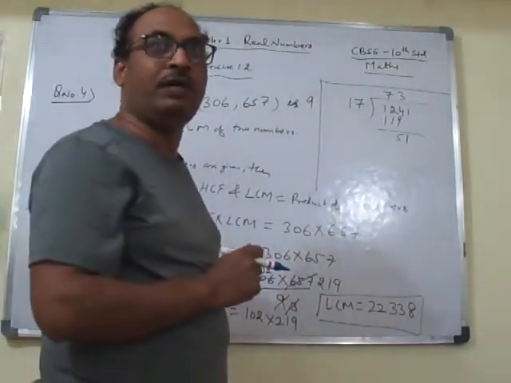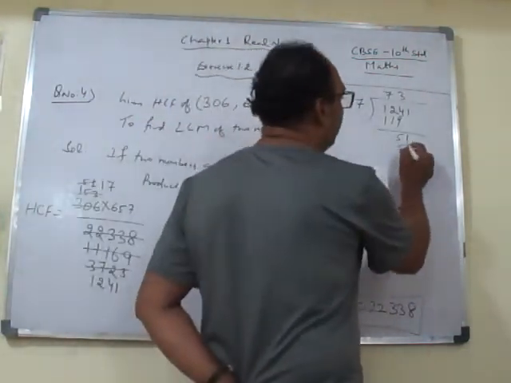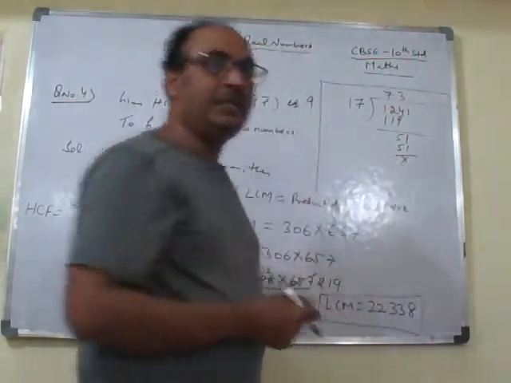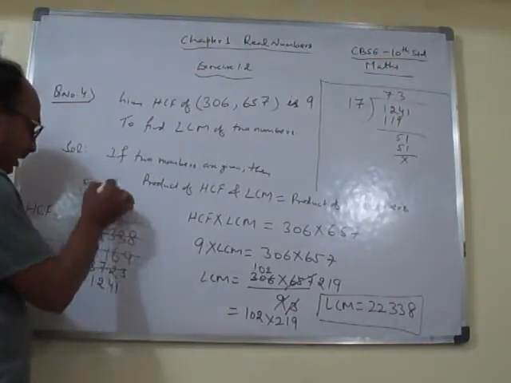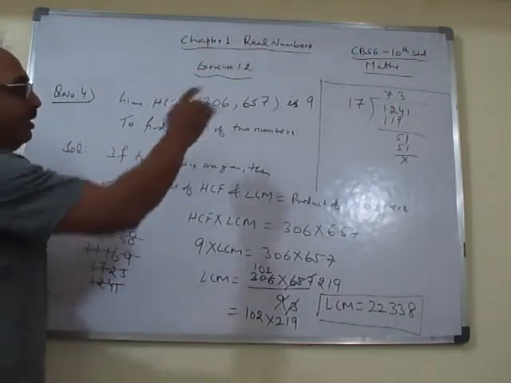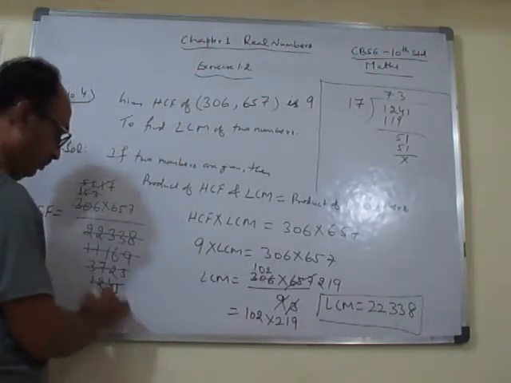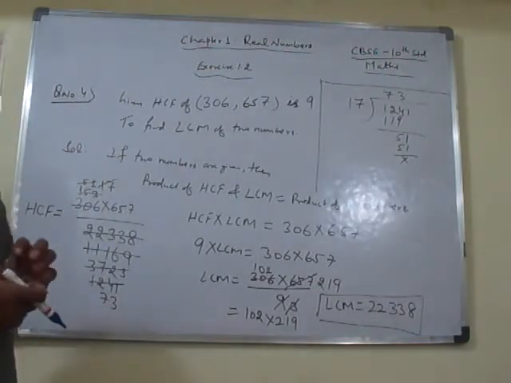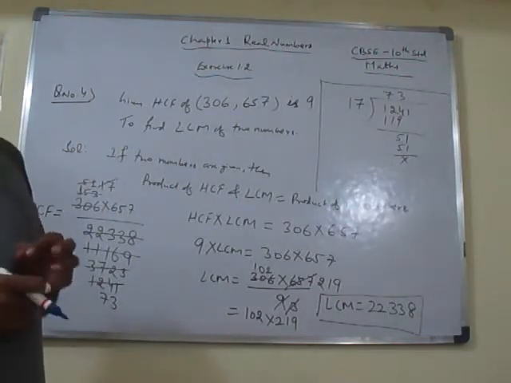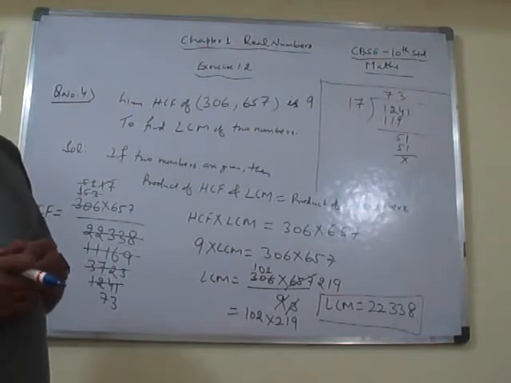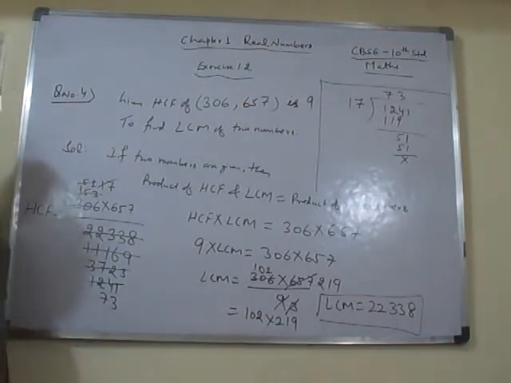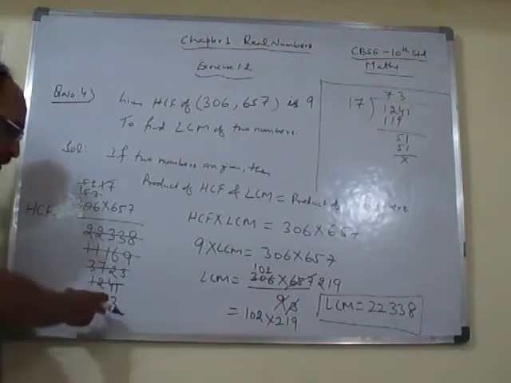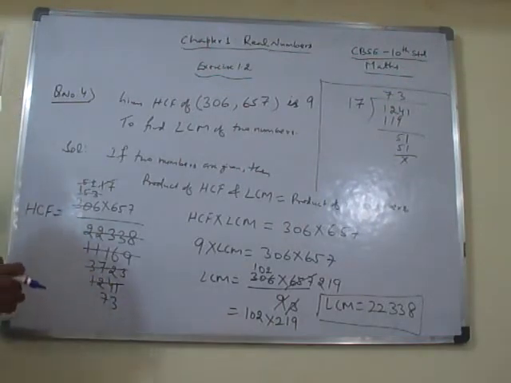Seventeen threes are 51. So 51. It means 17 has completely divided it. So this 17 has completely divided as 73. 73 again. 73, 7 plus 3, 10. It is not divisible by 3.